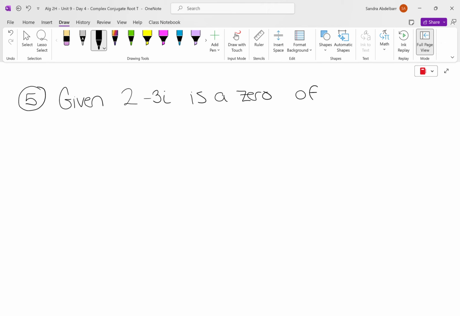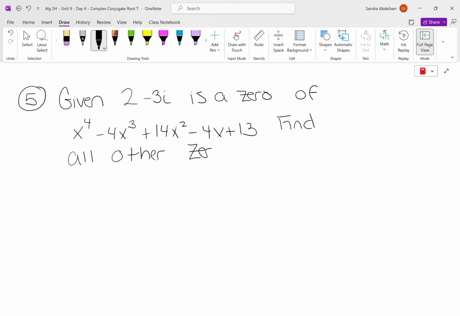Given 2 minus 3i is a 0 of x to the 4th minus 4x cubed plus 14x squared minus 4x plus 13. Find all other zeros.